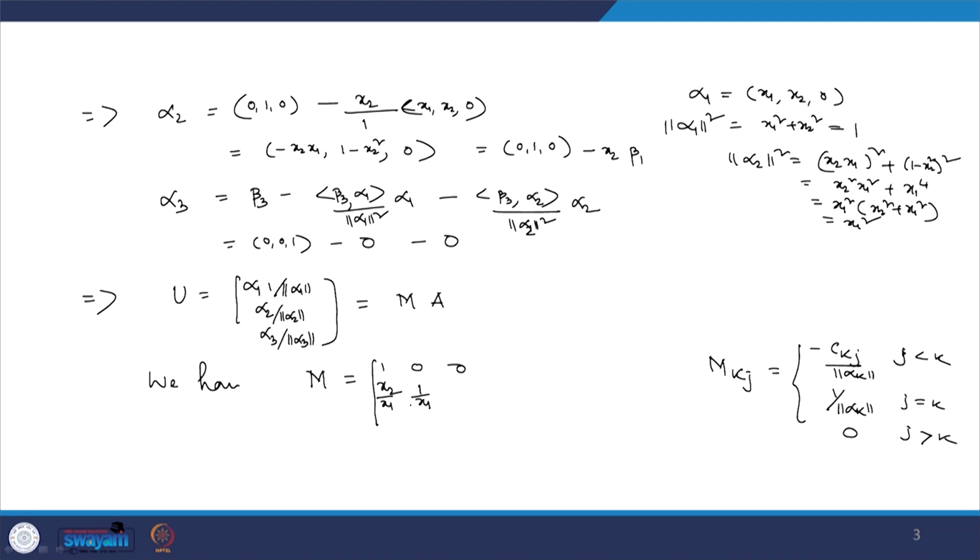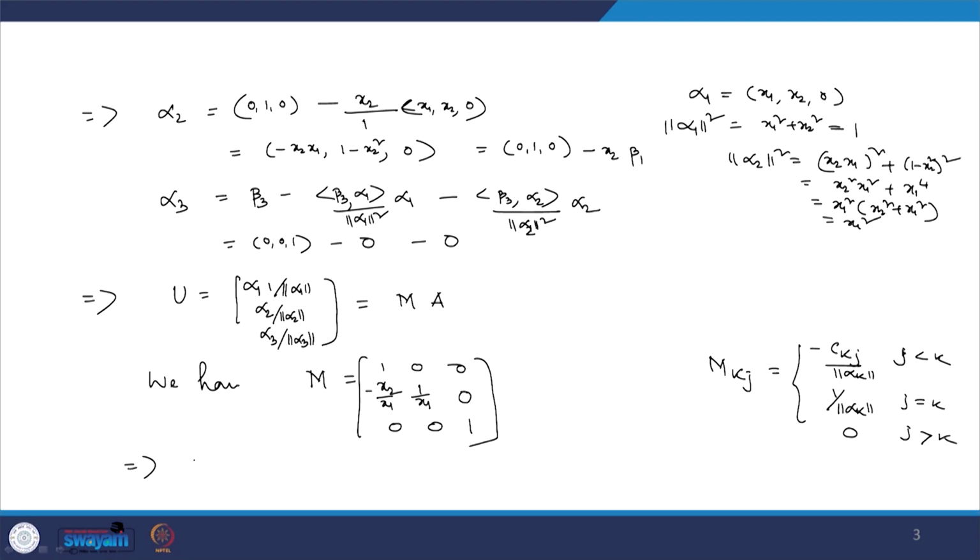Okay. So, minus will be there, yeah, minus x2 by x1, 1 by x1 and 0. The last one will be what? 0, 0, 1, because norm of alpha 3 equal to 1. So, this is capital M.